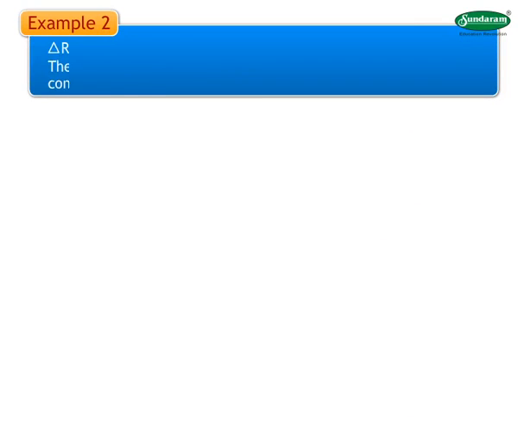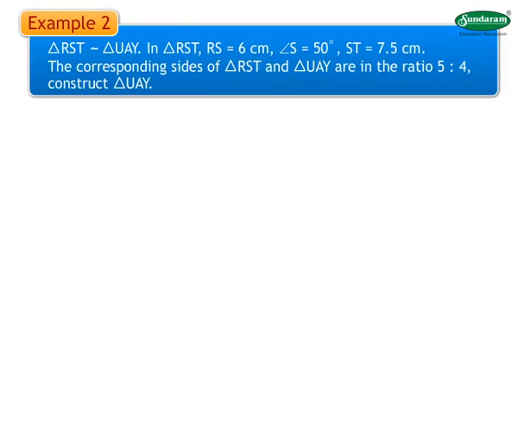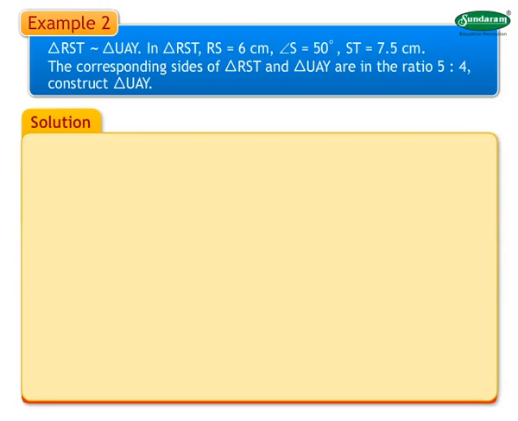Example 2. Triangle RST is similar to triangle UAY. In triangle RST, RS is equal to 6 centimeters. Angle S is equal to 50 degrees and ST is equal to 7.5 centimeters. The corresponding sides of triangle RST and triangle UAY are in the ratio of 5:4. Construct triangle UAY. Solution. Here it is given that triangle RST is similar to triangle UAY.